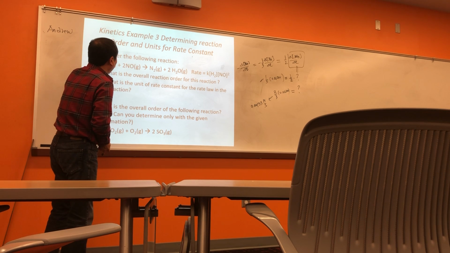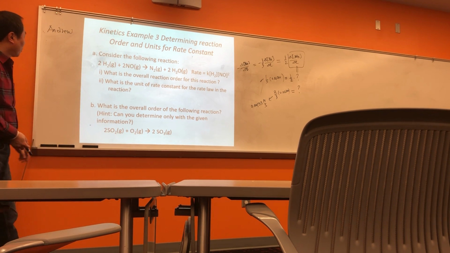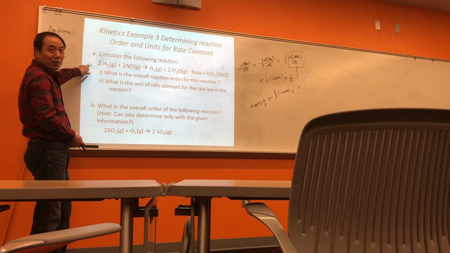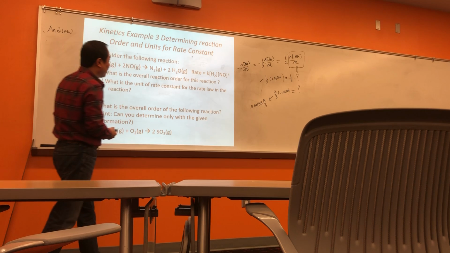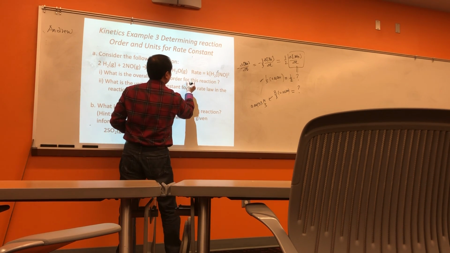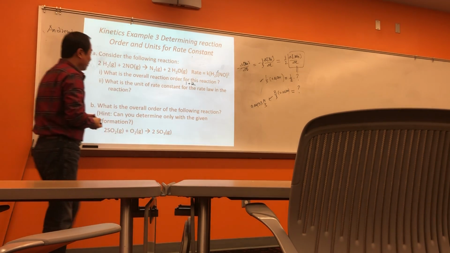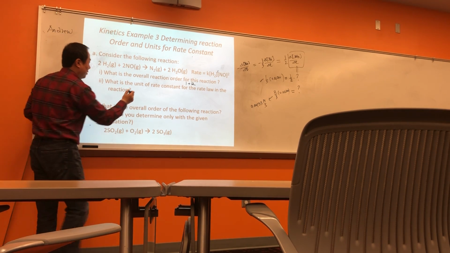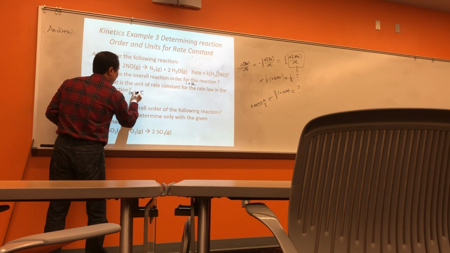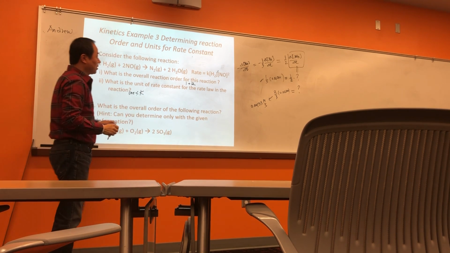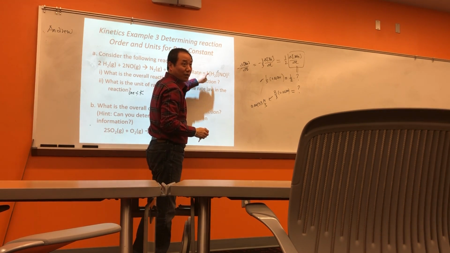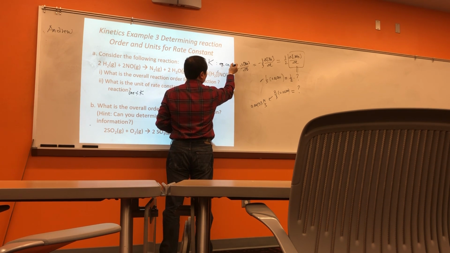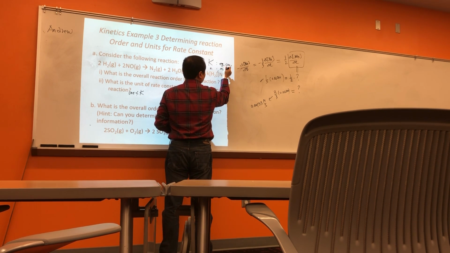So what is the overall order of this reaction? 3. 1 here, 2 there, so third order. So what's the unit of this rate constant K? By the way, this rate constant k is lowercase k. Uppercase K means equilibrium constant. Lowercase k is the rate constant. You have to distinguish it.